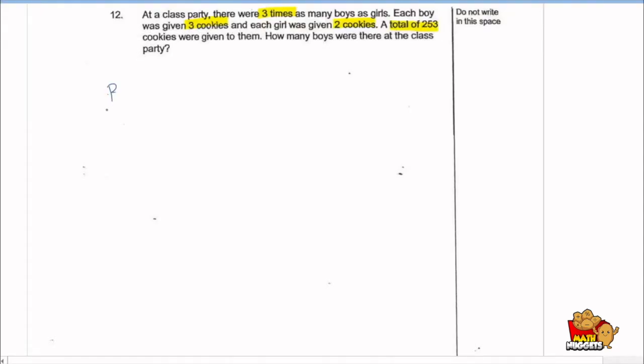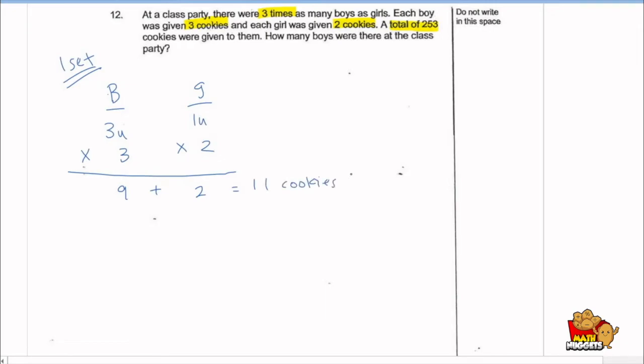So we're dealing with boys and girls. 3 times as many boys as girls. So this tells me one set. That for every 3 boys, there would be 1 girl. So now each boy receives 3 cookies. Each girl receives 2 cookies. So let me find out the total number of cookies in one set. The boys would receive 9. The girls would receive 2 in total. So the total number of cookies in a set would be 11 cookies in one set.